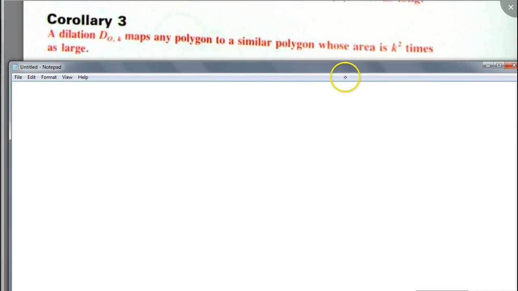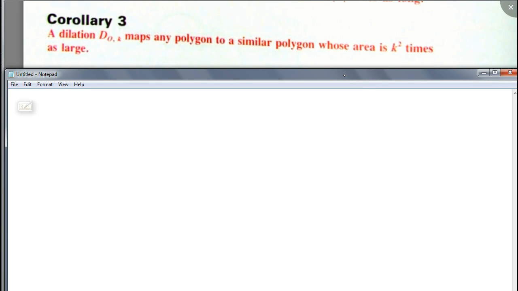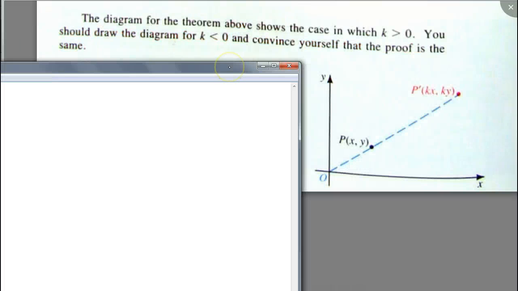Remember areas? So write this down. The dilation of k maps every polygon to a similar polygon whose area is it k or k squared? K squared times as large, because we're talking about area now, not just the length, right? So dilation maps every polygon to a similar polygon whose area is k squared times as large. Okay, write it down.